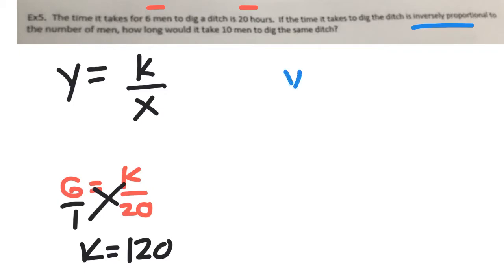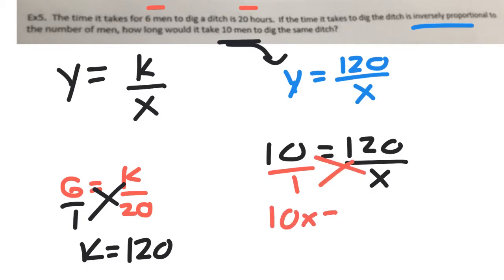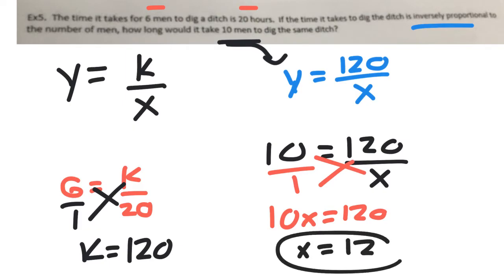So I take that information and I plug it in for k. Now I want to apply it in a different situation. Now what if I had 10 men? So 10 is my y value because time is my x. So 10 equals 120 over x. Put this over 1 and cross multiply. 10x equals 120. Divide by 10, so x is equal to 12. So 6 people, it took 20 hours. 10 people, it'll only take 12 hours.